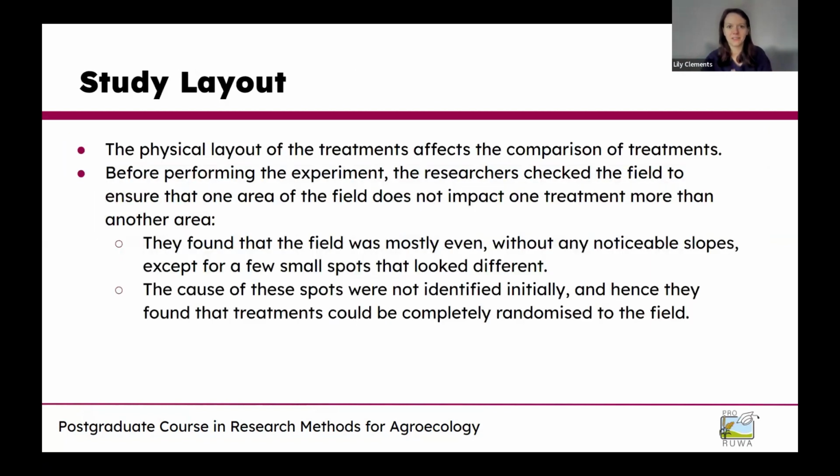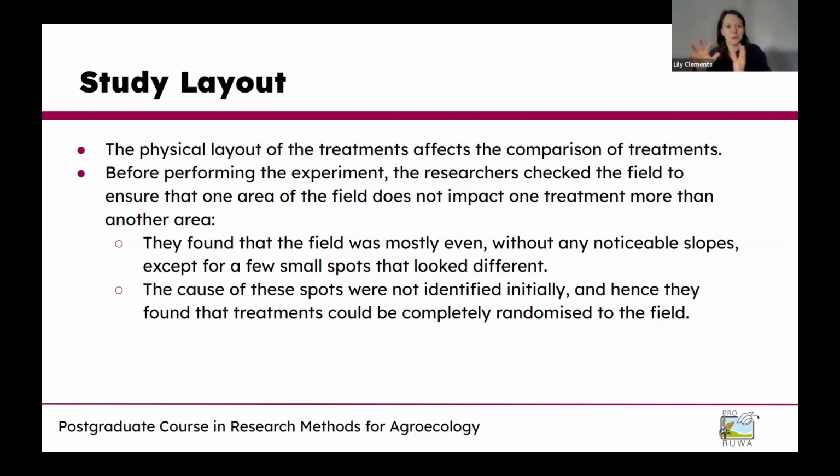So we're going to first look at the study layout. Now, the physical layout of the treatment affects the comparison of treatments. Before performing the experiment, the researchers check the field to ensure that one area of the field does not impact one treatment more than another area. For example, you might have part of the field with trees around it, or by a building, and so therefore it has shade on it, getting less sunlight.